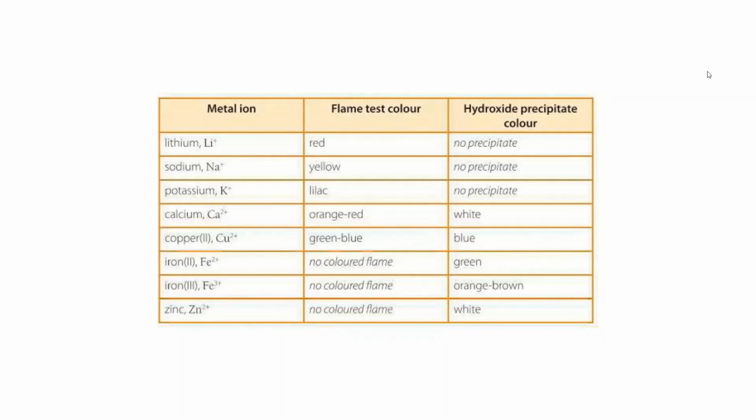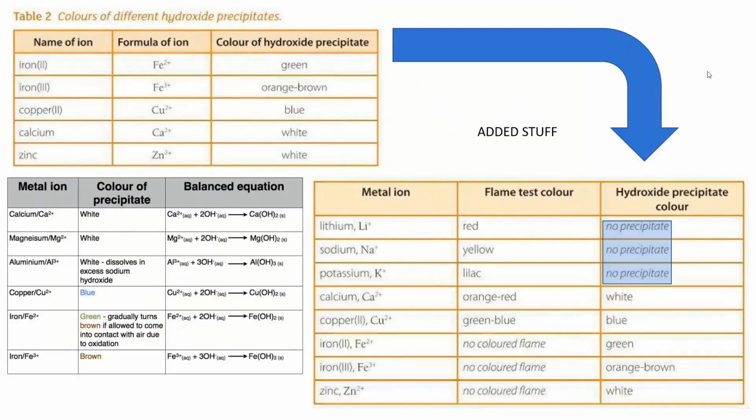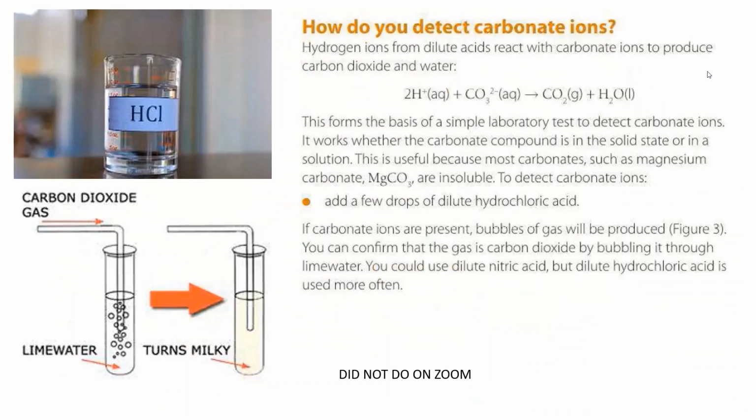Right, so these are the flame test colors for the metal ions in the book. Hydroxide precipitate color. This is the same as this one. Yes.